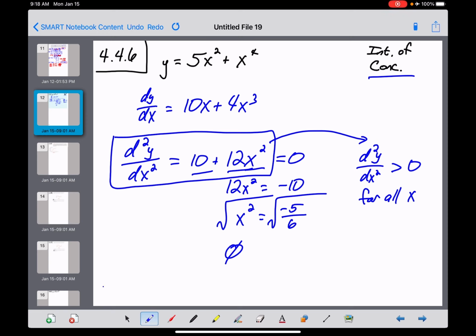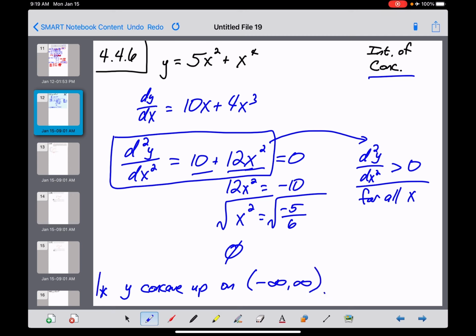And that tells us, let's go ahead and answer the question right now, that y is going to be concave up. If our second derivative is positive, that means we are concave up for all real numbers here. So that'll be the interval from negative infinity to positive infinity.